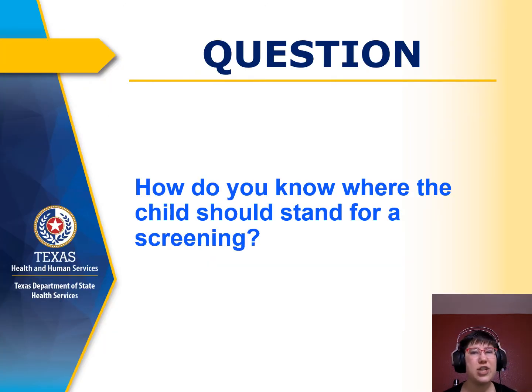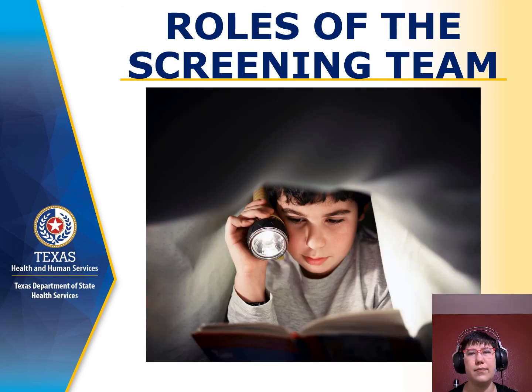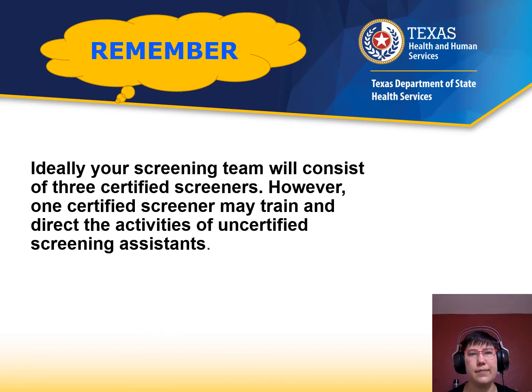So how do you know where the child should stand for a screening? It's literally on the chart. Always double check that though. Next is the roles of the screening team. There are checklists and diagrams and explanations in your manual. Now remember, ideally you have 3 people, but you need at least 1 certified person and at least 1 other person, and you need to train them ahead of time.